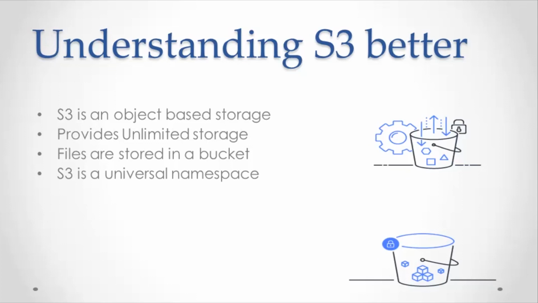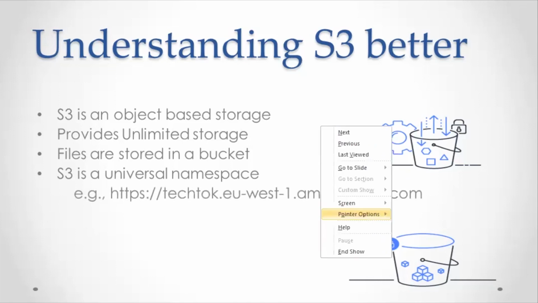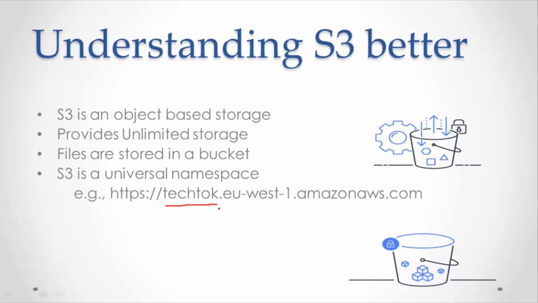If we were to create a bucket in, let's say, the Ireland region, and name it Tech-Tok, at the back end it's going to create a web address that will look like this. This part of it is the bucket name. Then we have eu-west-1, which represents the Ireland region in AWS. And then we have amazonaws.com at the end of every bucket name.